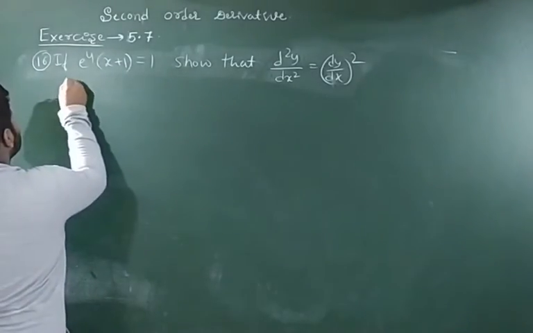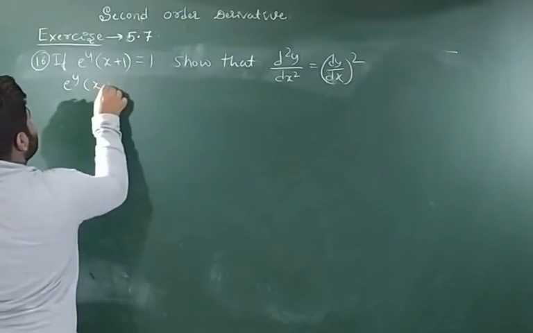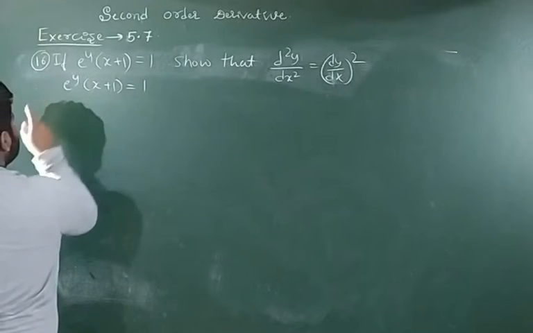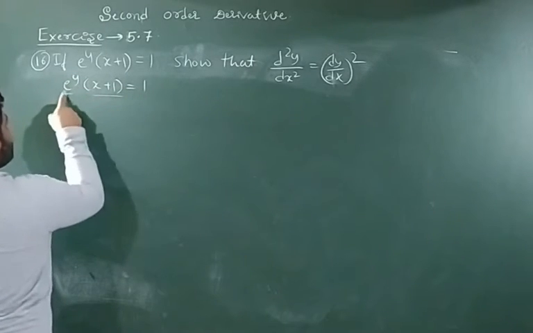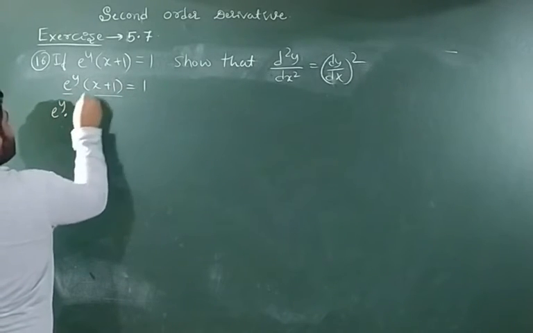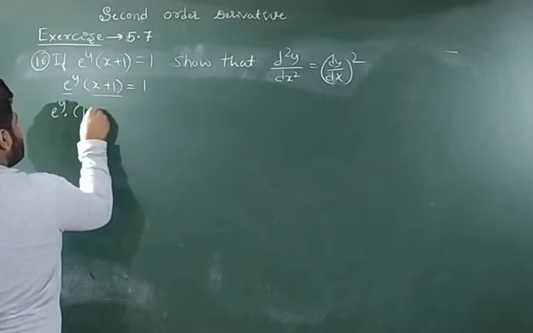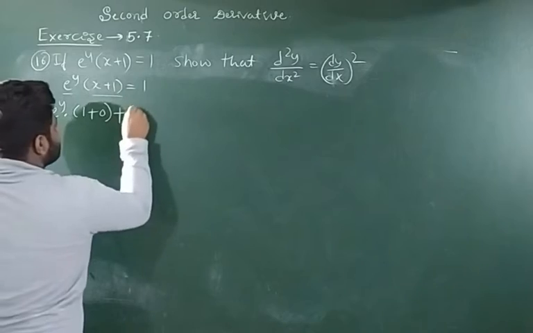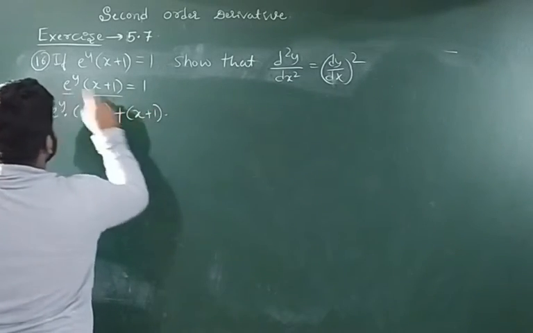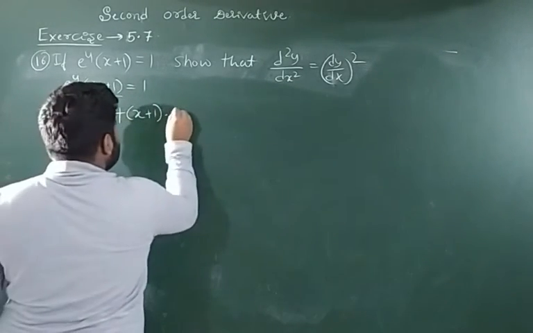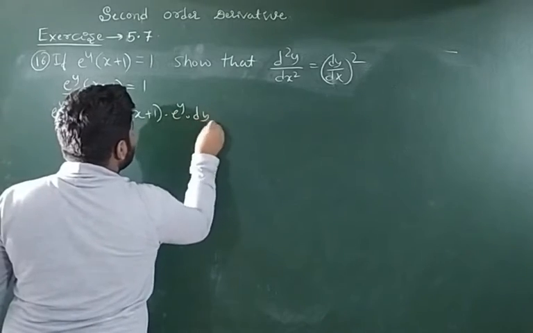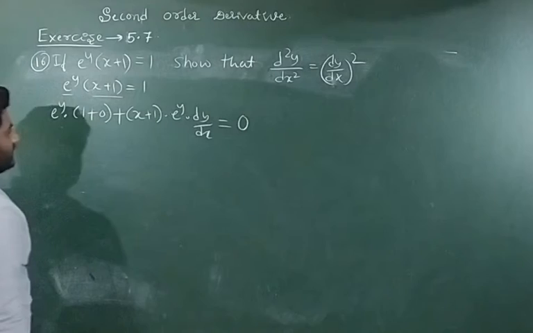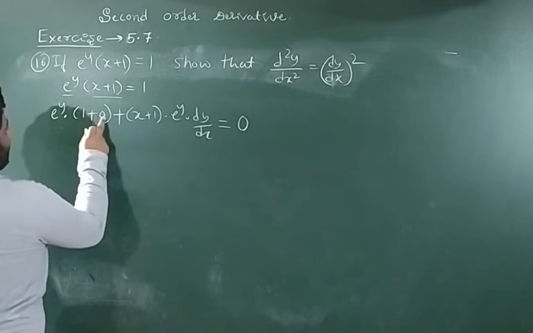So what is given? e raised to y into (x plus 1) is equal to 1. So directly go for differentiation. Again, here two functions are there. First function e raised to y as it is. Differentiation of x plus 1 is 1. Differentiation of x is 1. Differentiation of 1 is 0. Plus (x plus 1) as it is. Differentiation of e raised to y is e raised to y into dy by dx. This is equal to the differential of 1, which is 0. So just to simplify, 1 plus 0 is 1.